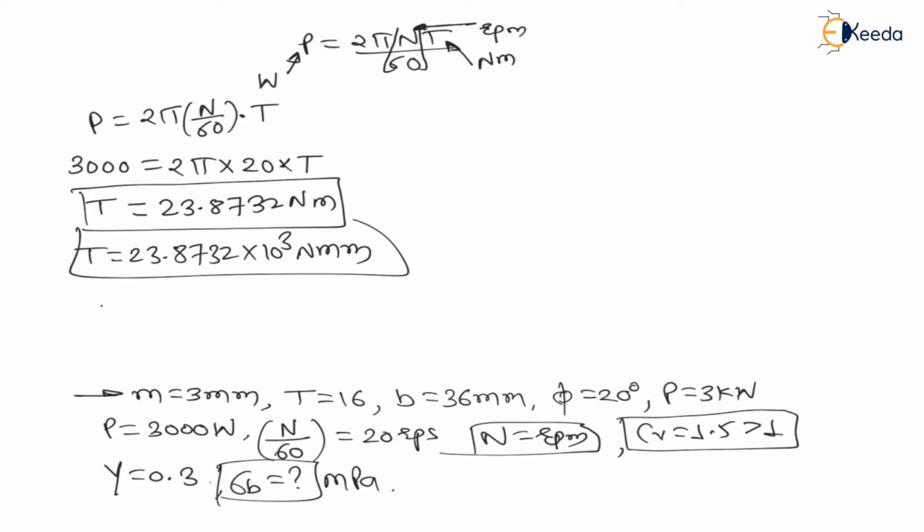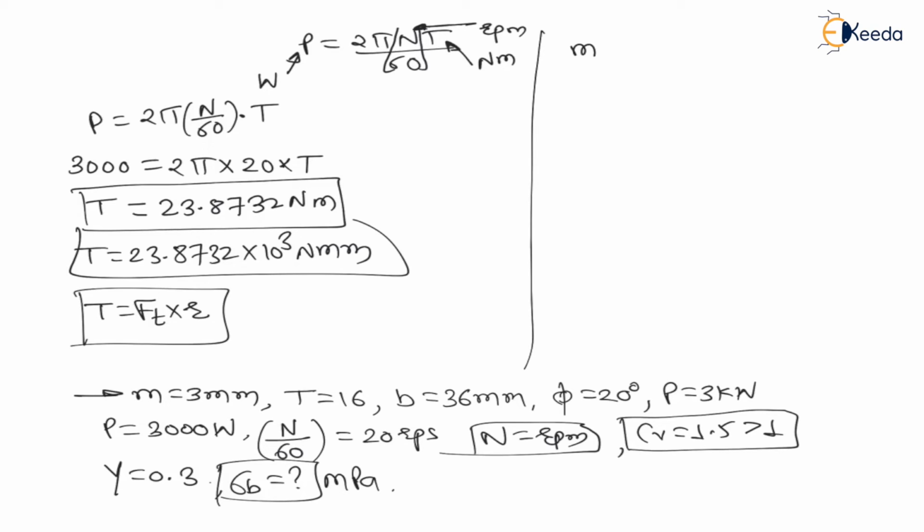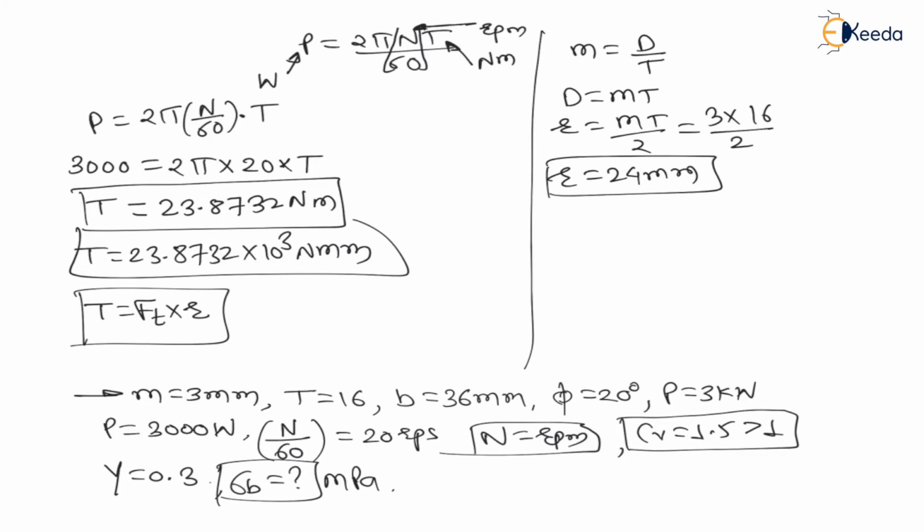And we know that this torque is nothing but tangential force into radius. So to find the tangential force, let us find first the radius. Now what is module? Module is nothing but diameter divided by number of teeth. Therefore diameter is equal to module times number of teeth. Therefore radius is equal to mt by 2, which is module 3 mm, number of teeth 16, divided by 2. Therefore radius will become 24 mm.